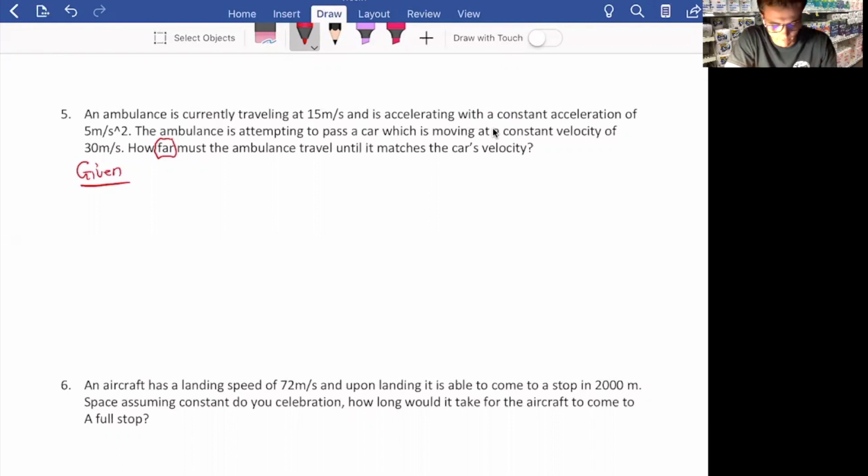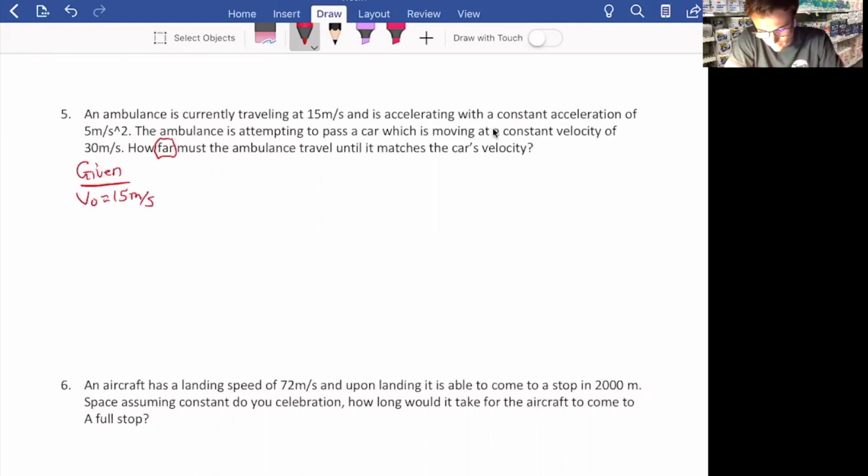For me, the givens just sort of work the best. It's the most time efficient. So let's look at what our given variables are. Let's look at the first one. Currently traveling at 15 meters per second. So our initial velocity, v naught, is 15 meters per second.